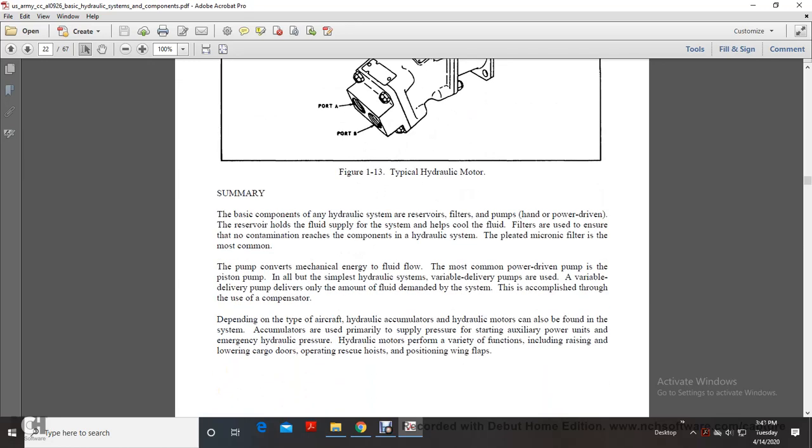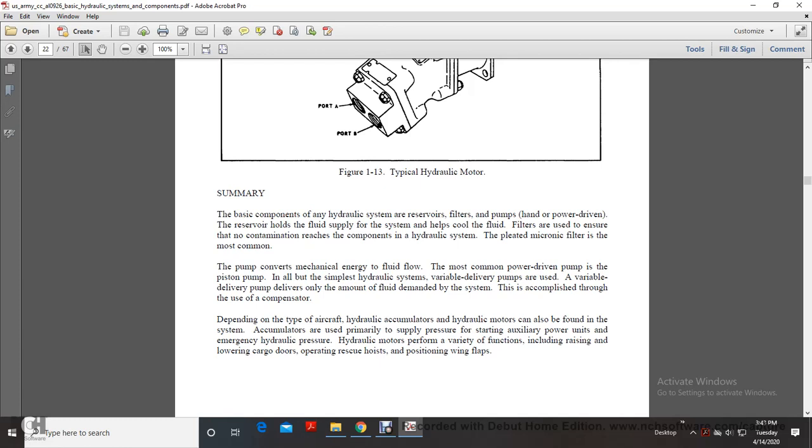Summary: the basic components of any hydraulic system are the reservoir, filter, and pumps, which may be hand or power driven. The reservoir holds the fluid supply for the system and helps cool the fluid. Filters are used to ensure that no contamination reaches the components of the hydraulic system. The micronic filter is the most common. The pump converts mechanical energy to fluid flow. The most common power-driven pump is the piston pump.